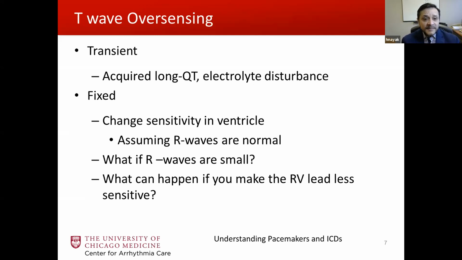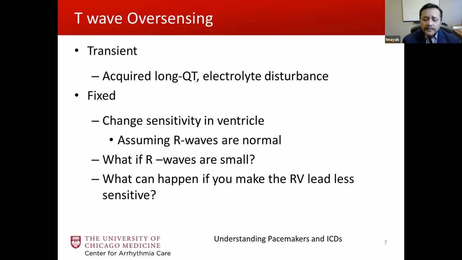Or T-wave oversensing may be fixed. What I mean by fixed is that you place a lead, and sometimes the lead is in a certain location where it just happens to be picking up that repolarization abnormality, or it can change. One of the quick things that you can do in the clinic if you see something like this is, once again, changing the sensitivity in the ventricles. Dr. Singh talks about adjusting the fence.